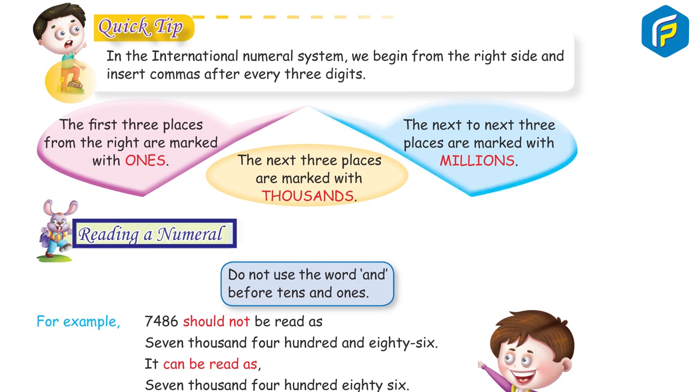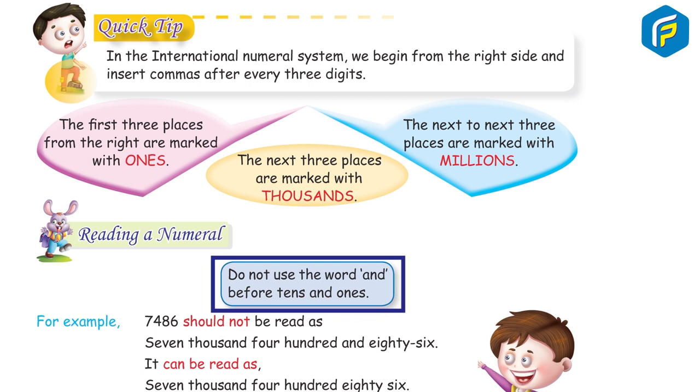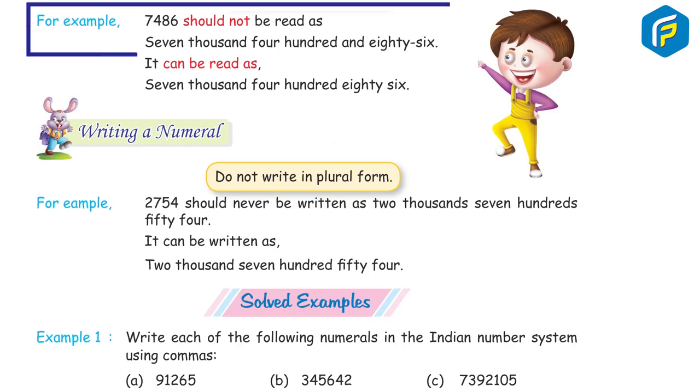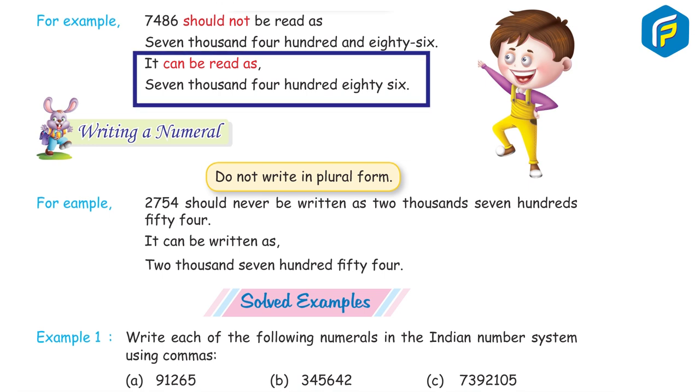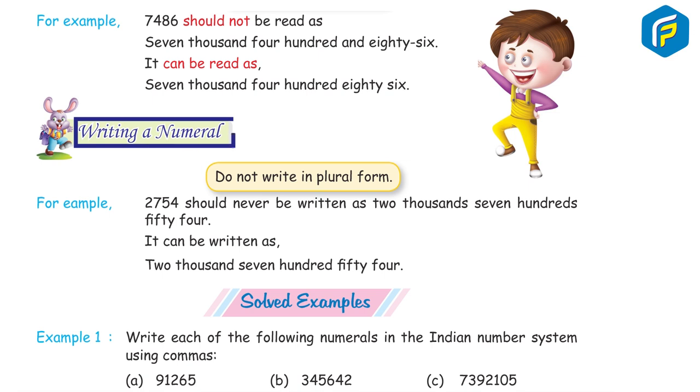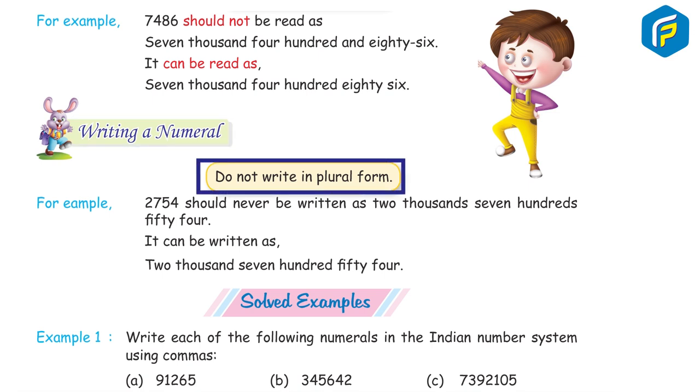Reading a numeral. Do not use the word and before tens and ones. For example, 7486 should not be read as seven thousand four hundred and eighty-six. It can be read as seven thousand four hundred eighty-six. Writing a numeral. Do not write in plural form.